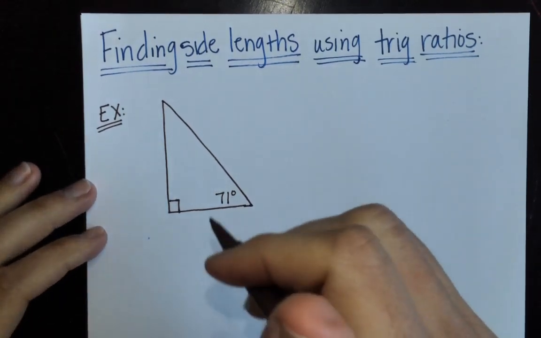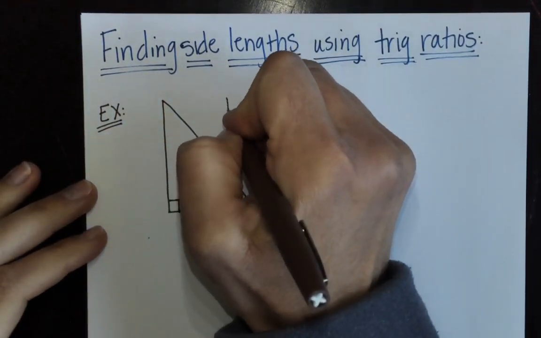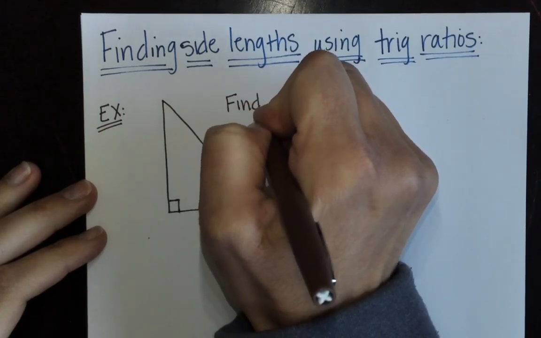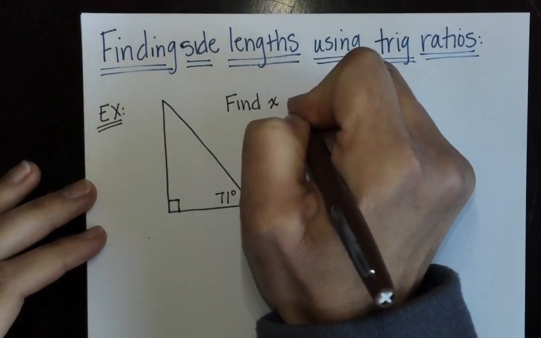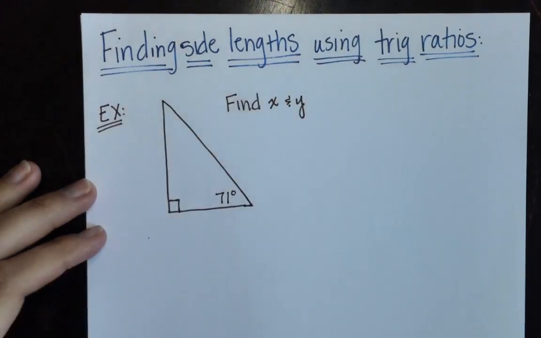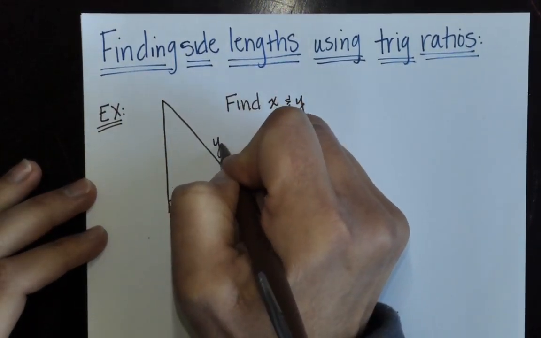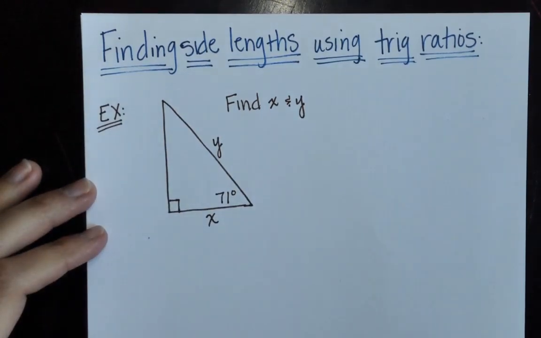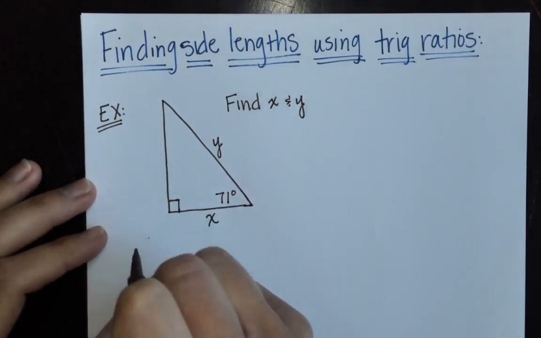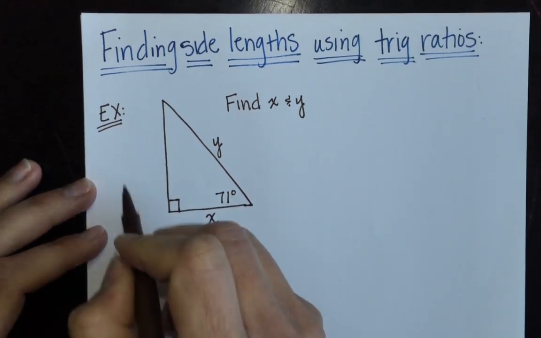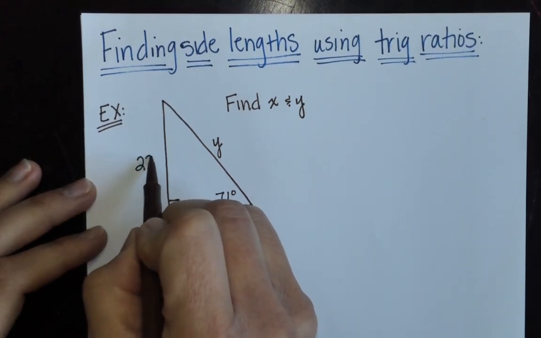And I'm going to ask us to find, let's just start with X and Y. We're going to name this side X. We're going to name the hypotenuse Y, and we'll go ahead and name this side 22.